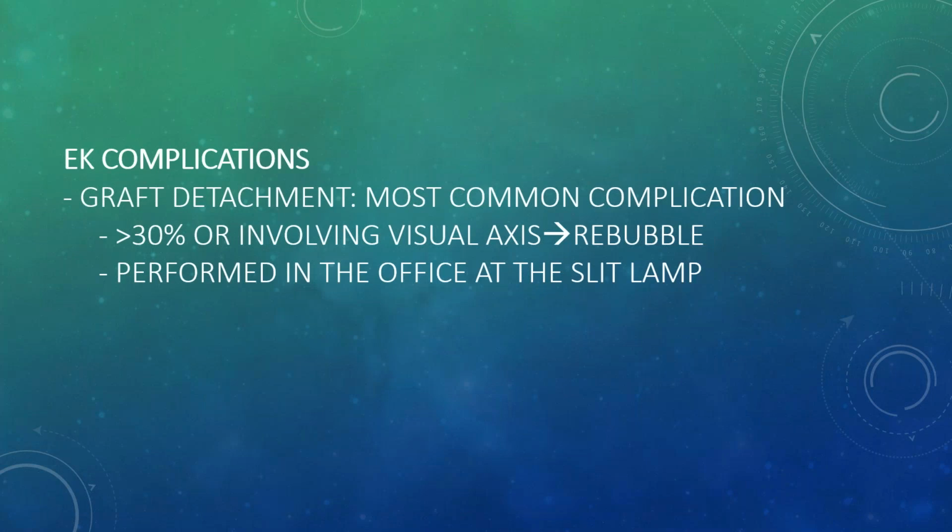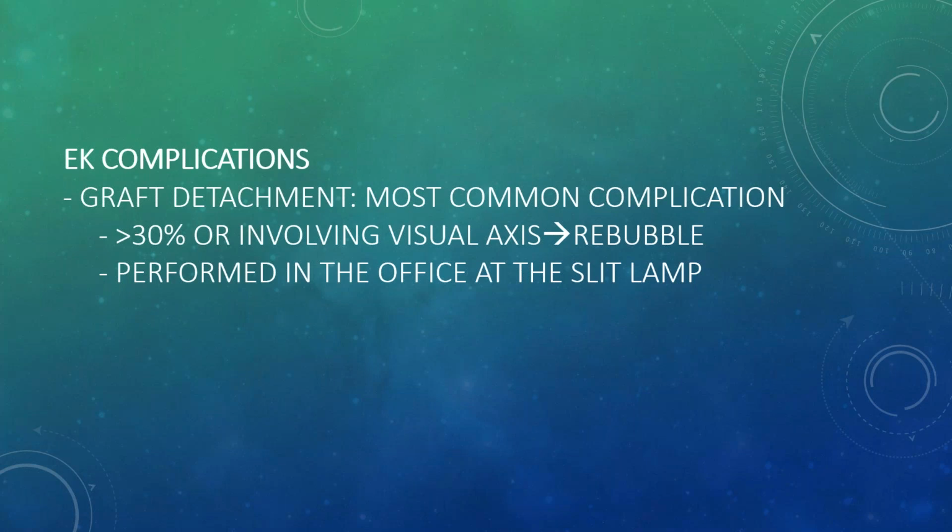So complications of grafts. Most common is about 30% plus or minus may need a rebubble, and the numbers are all over the place, and it depends on really the patient. The more complicated the patient, the more likely they're going to need a rebubble. The worse their positioning, you know, I think the rate is probably lower than 30%, but in some, especially the early papers, it was reported to be about 30%.